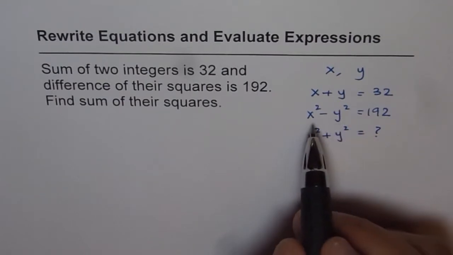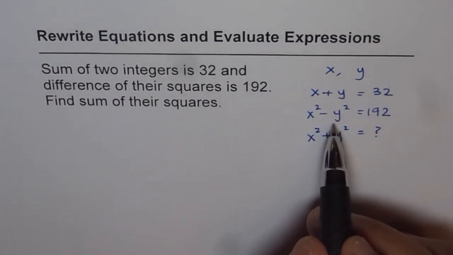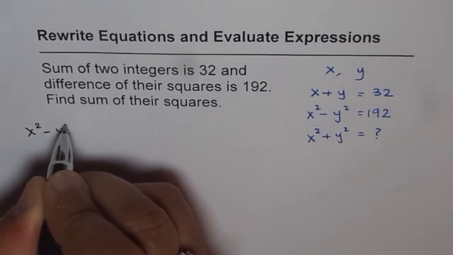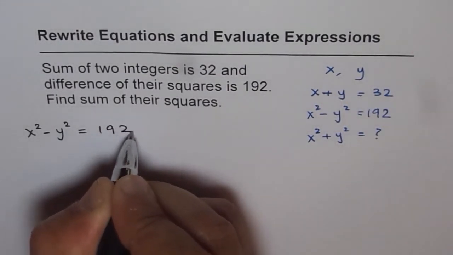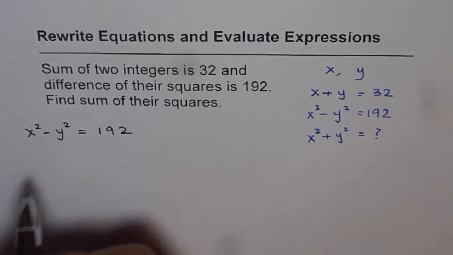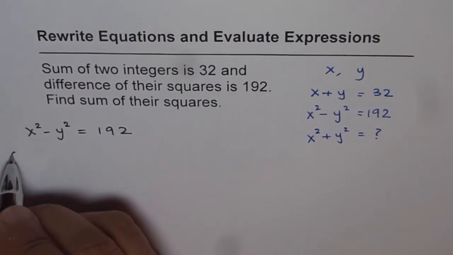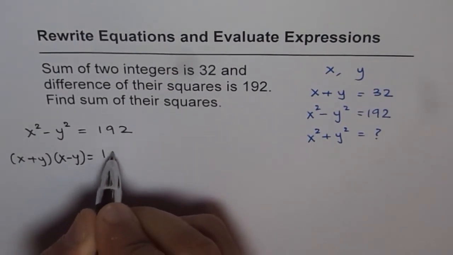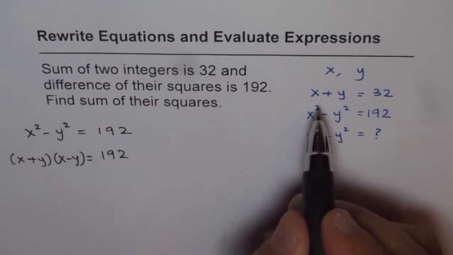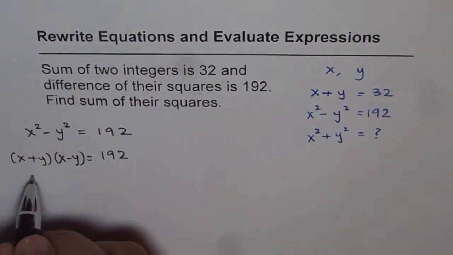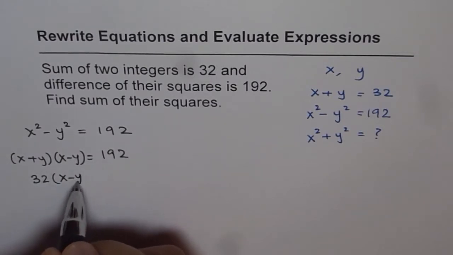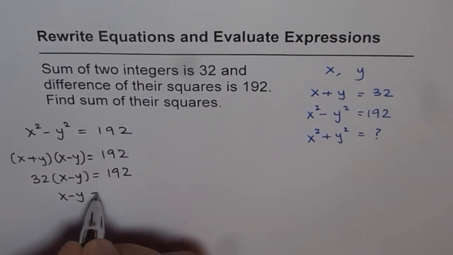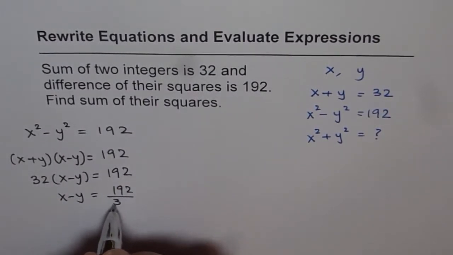Now if you remember, this difference of squares could be written as the product of sum and difference, right? So we are given x square minus y square equals 192. Now what is x square minus y square? It is indeed x plus y times x minus y, and that is given to us as 192. We also know x plus y is 32. So we can write this as 32 times x minus y equals 192. And from here, x minus y is 192 over 32.